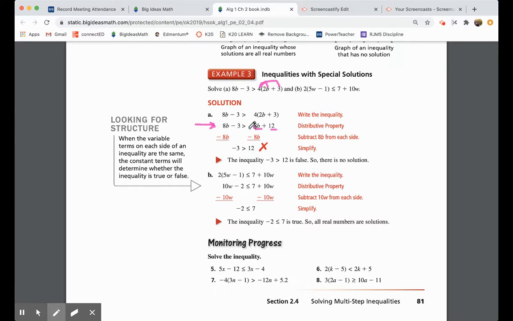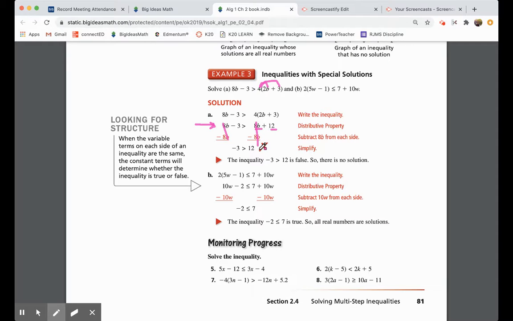8b minus 3 is greater than 8b plus 12. This problem is exactly why I recommend you always get your variables together first instead of your numbers like they did on the previous problem. Because if we notice, to move 8b, I would subtract it. So we subtract it from both sides. Well, if you notice, it cancels out from both sides, and I'm left with -3 is greater than 12.